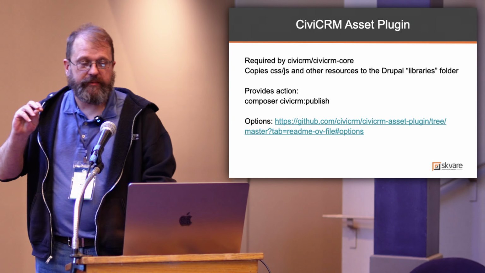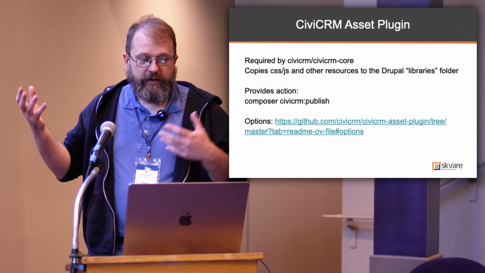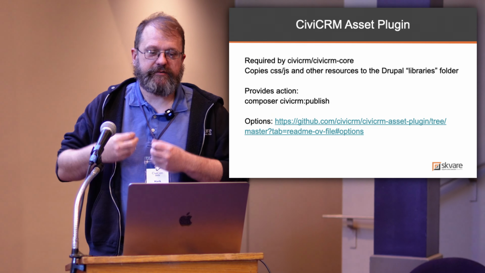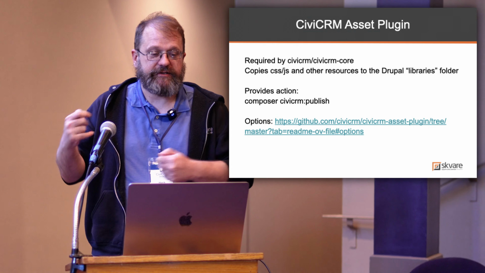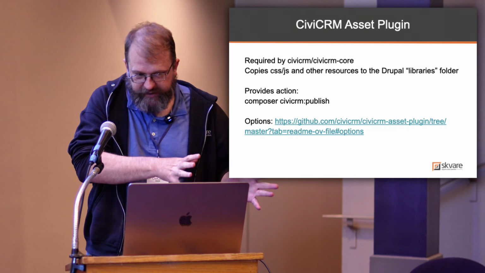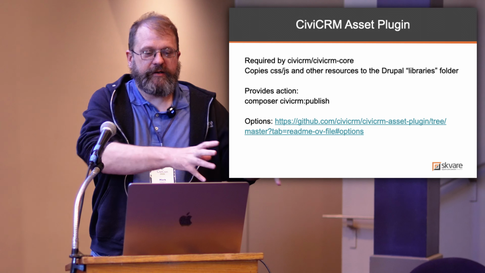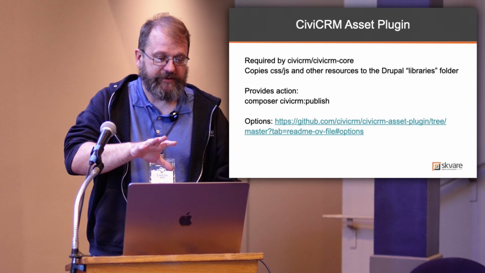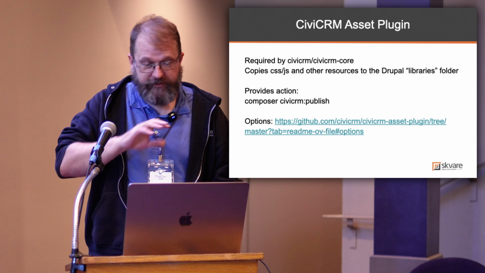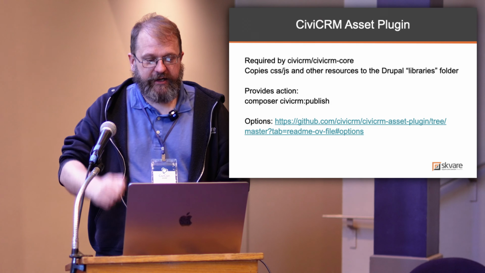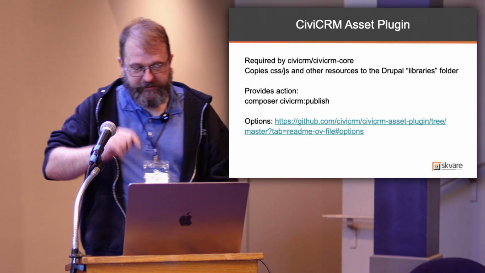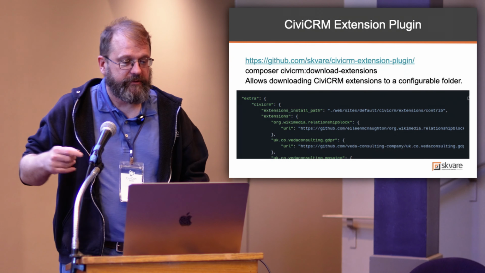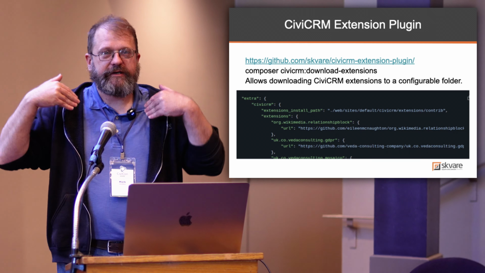Another plugin you should know about, CiviCRM Asset plugin. When Composer pulls CiviCRM core down, it puts it in a vendor directory. Drupal needs CSS and JS assets in a different directory. This pulls that and puts those over there in the libraries directory, gets you set up. There's all kinds of options for this. The defaults generally work, but if you're doing hybrid systems, you can check out the options. You can configure that in the composer.json.